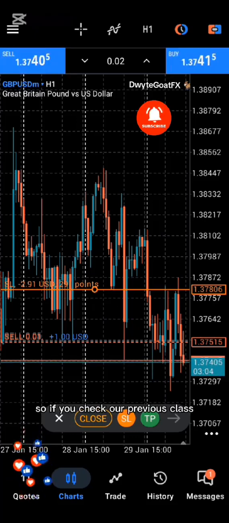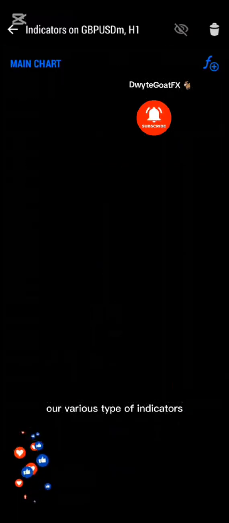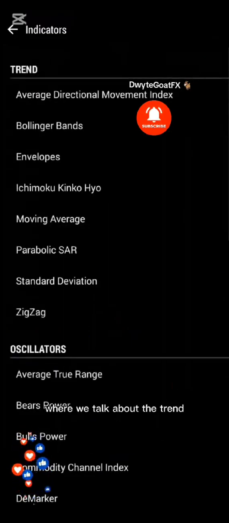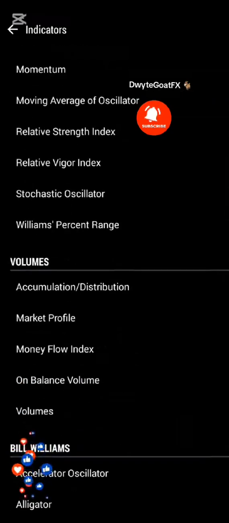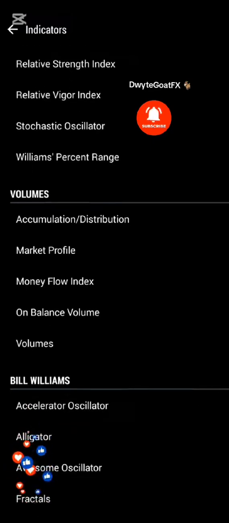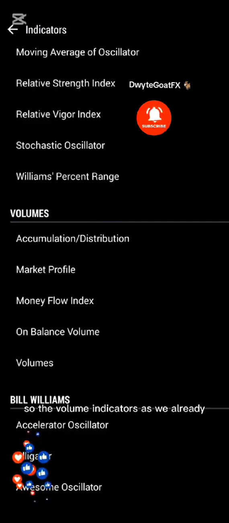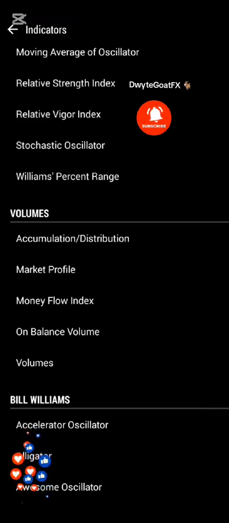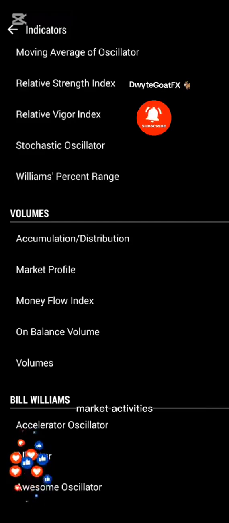If you check our previous class, you see where we talked about our various types of indicators, where we talked about the trend and the oscillators. In this very moment we're going to be talking about the volume. Yes, we're going to be talking about the volume indicators. The volume indicator in Metatrader 4.5 is a tool that visualizes market activities.